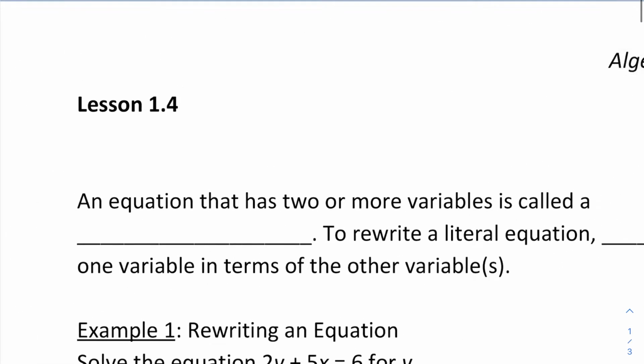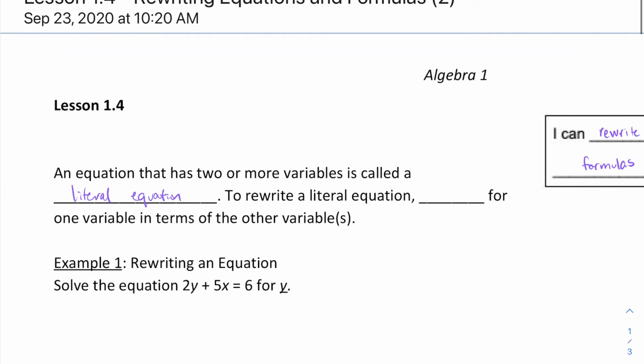An equation that has two or more variables is called a literal equation. Okay, so to rewrite a literal equation, you need to solve for one variable in terms of the other variables. So this is where, if you do guess and check, you will struggle, because this is impossible to use guess and check for. So what do I mean?